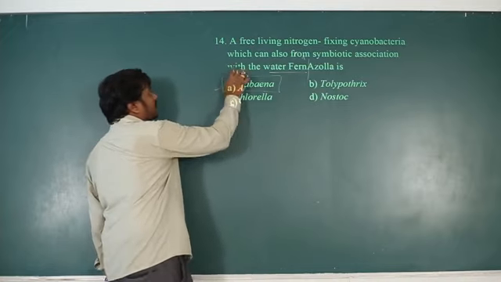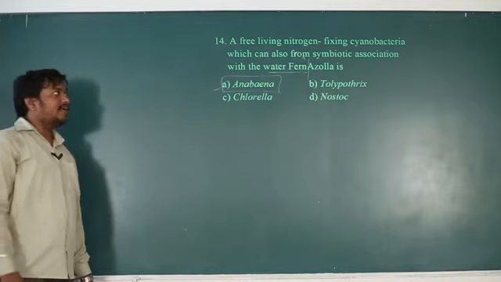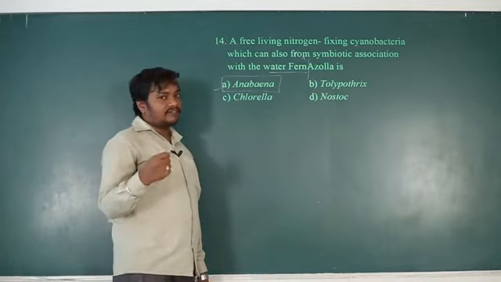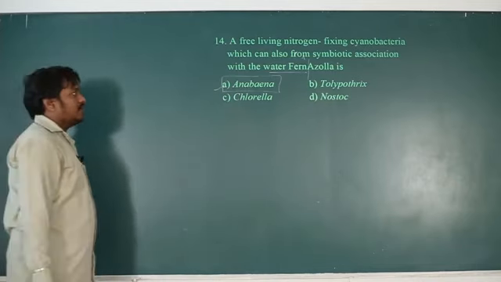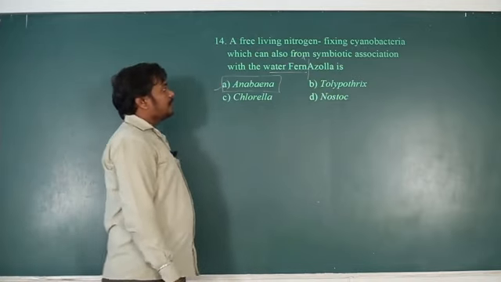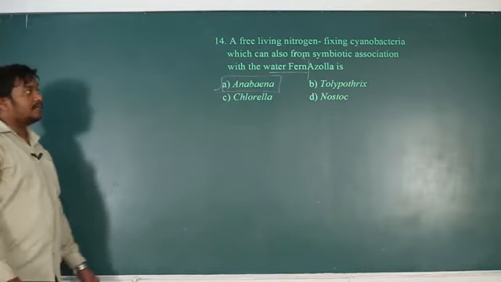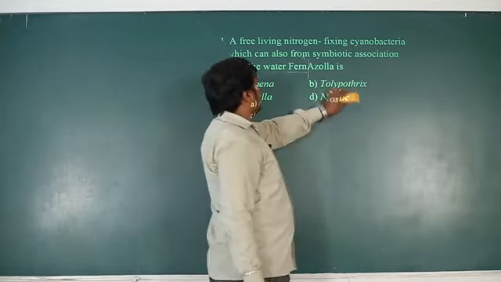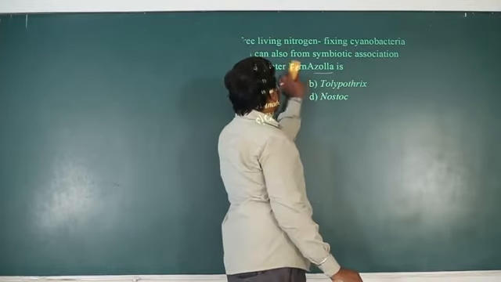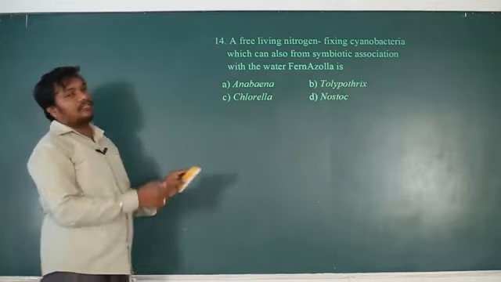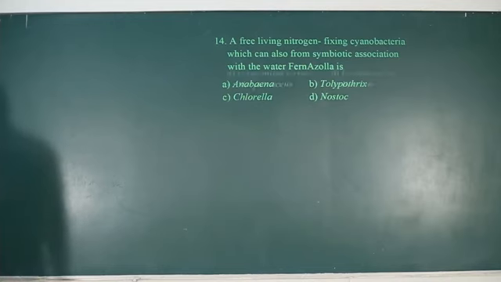So Anabaena is a blue-green algae. It helps in conversion of atmospheric nitrogen into ammonia, so it increases the nitrogen content of the soil. So the nitrogen fixing cyanobacteria is Anabaena. Chlorella is not a blue-green algae. Even Nostoc also helps in nitrogen fixing, but it does not show any association, so it is a free living organism. The organism associated with Azolla is Anabaena. It is a filamentous cyanobacteria, like a long thread. So next, question number 15.